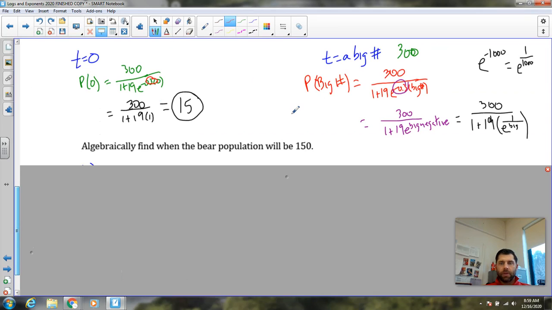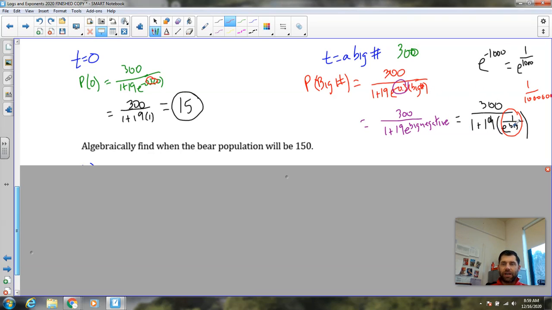What we have here is 19 times 1 over a really big number. So what's 1 over a really big number? 1 over 1,000 is a really small number. 1 over 10,000, 1 over 100,000, 1 over a million. As that number gets bigger, this number gets smaller and smaller until it basically becomes 0. And we've talked about this when we discussed asymptotes.